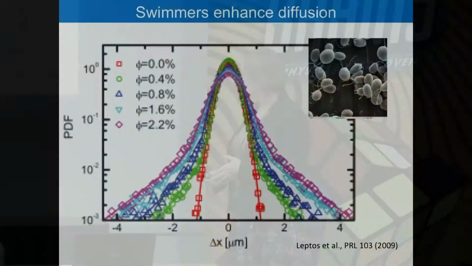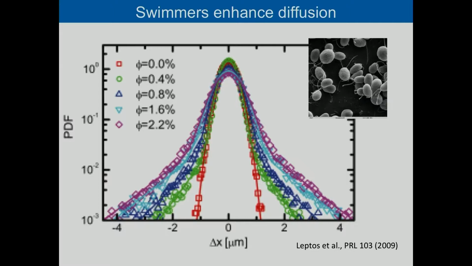So first of all, these are some really quite classic experiments, again from the Cambridge group. What this is, you've got a load of swimmers. This is the percentage concentration of swimmers. And then you stick in some tracer particles and you ask how far the tracer particles have moved after a certain time.